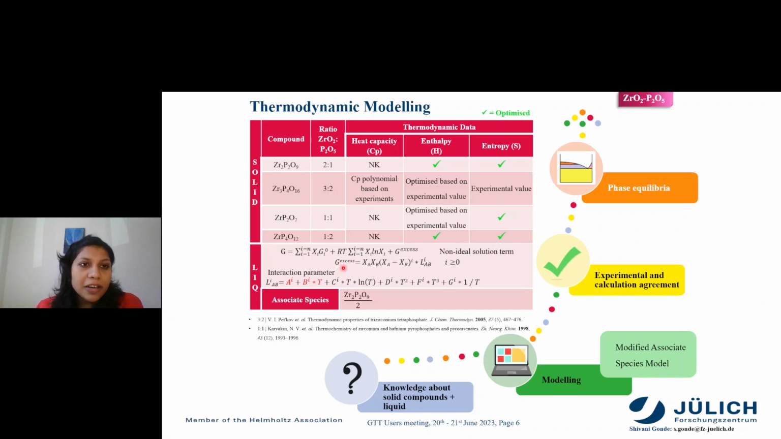In this system, we have four solid compounds, and in the absence of any heat capacity data, we have used the Neumann-Kopp approximation, which is the stoichiometric sum of the oxides, and the enthalpy and entropy data have been optimized, sometimes based on experimental value when it was available. For the modeling of the liquid phase, we have considered the slag constituents, so zirconia and P2O5, and also the associate species.